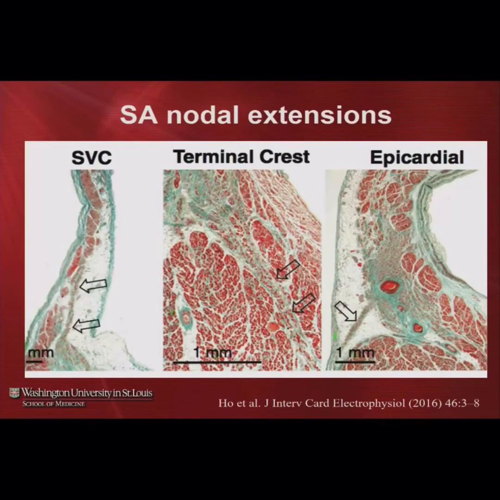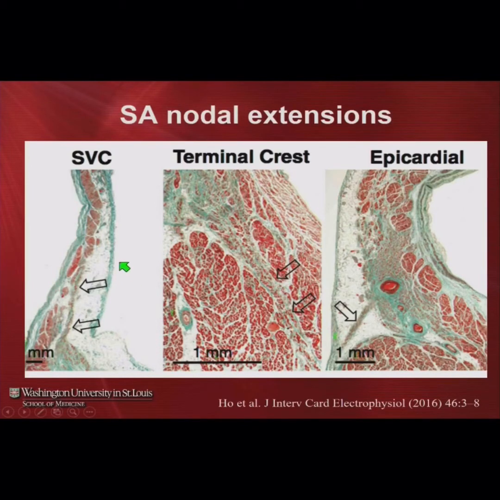Now, if you dig in deeper, you'll appreciate that extending from that compact SA node are extensions of that special conducting tissue that go into the perinodal area where there are atrial myocytes. And these extensions can be seen epicardial, endocardial, up into the SVC. And they're important because if you map sinus rhythm, you'll quickly learn that there are different sinoatrial exit sites for sinus activation. And they're because of these extensions that come from that main body of the sinus node.